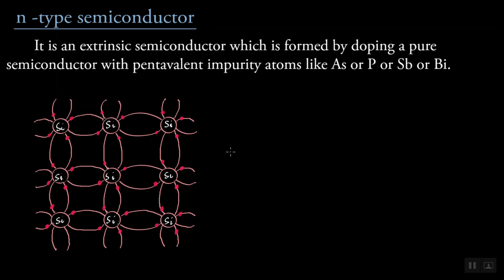Got it? So when you add a pentavalent impurity atom, let's say arsenic, what will happen? This arsenic will go and replace the silicon somewhere here. So instead of a silicon atom, now you have an arsenic atom out there. And the arsenic atom has how many electrons? It has 5 electrons. So 1, 2, 3, 4, and 5 electrons out here. So 4 out of those 5 electrons are able to form covalent bonds with 4 neighboring silicon atoms. But the 5th one is free.